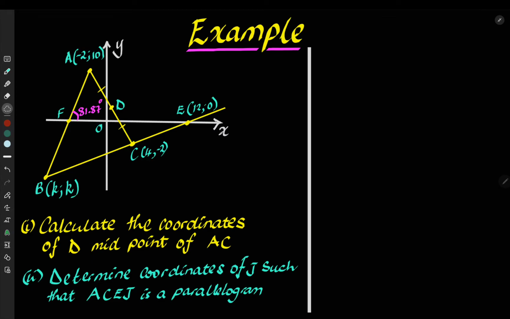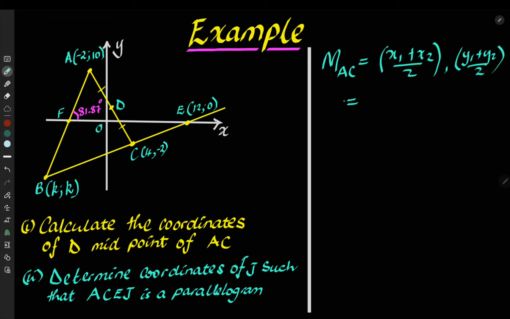Now, in this question, we are given again the diagram A, B, C, D, E, and F. And we are asked to calculate the coordinates of D, and that is the midpoint of AC. So if you remember very well, the midpoint of AC will be equal to, remember the formula, (x1 plus x2) divided by 2, and also the y coordinate will be (y1 plus y2) divided by 2.